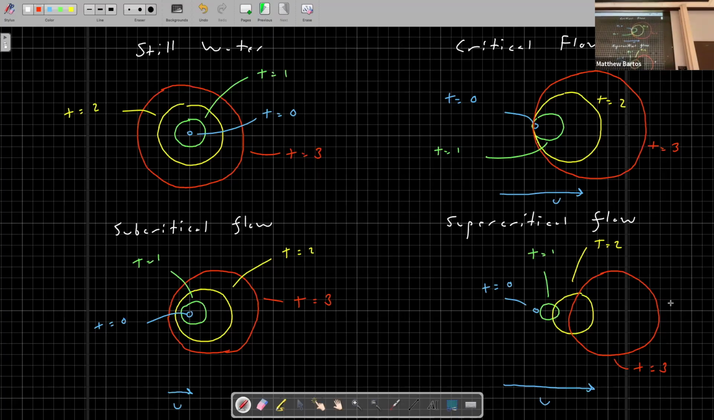This is going to be important for hydraulic design because depending on your flow regime, if you make a change downstream, if the flow is supercritical, that change will not propagate upstream. Any disturbance you make downstream will not propagate upstream. If it is subcritical, that change can propagate upstream. And we'll talk a little bit about that when we get to gradually varied flow later on.